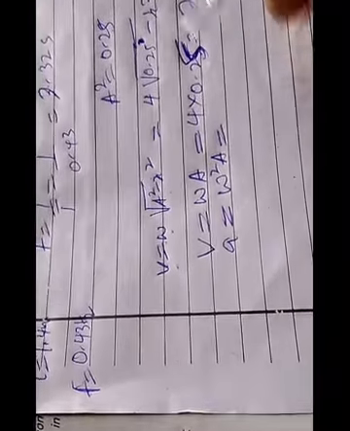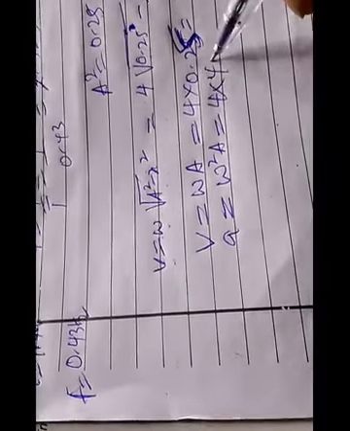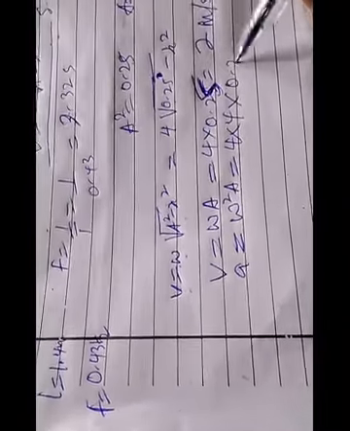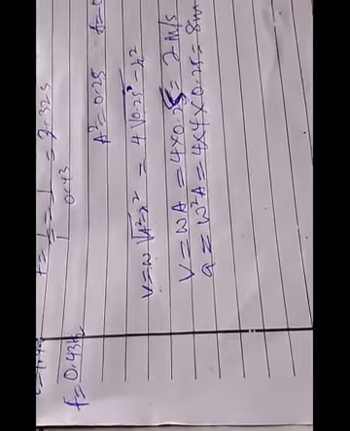Then in this place, omega square a. We already know that omega is 4. So 4 times 4 times a, which is 0.25, and this will give us 8 meters per second squared.